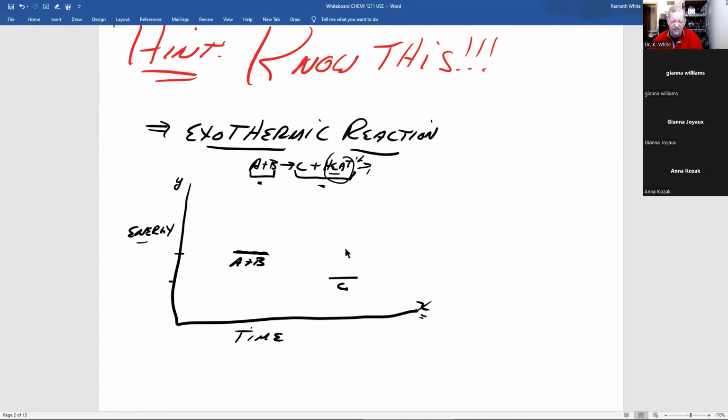And just like I showed before, you have to go over the hill and down the hill to grandmother's house to make C. And you should know, where is the activation energy on this diagram? It's right there.